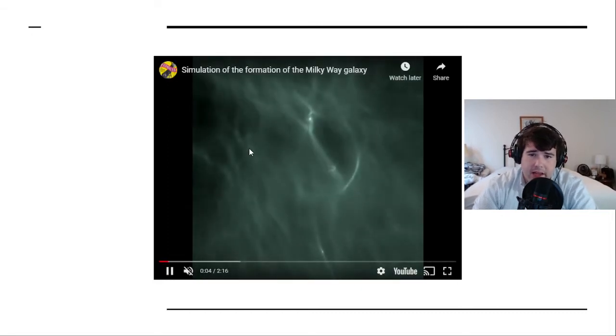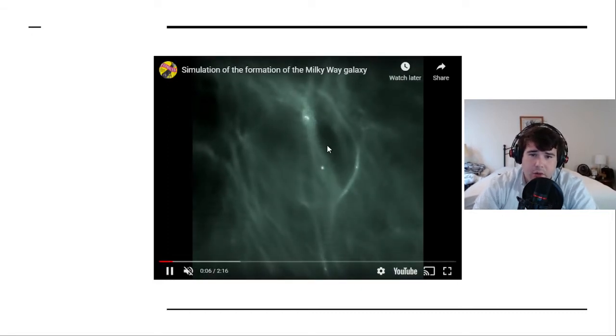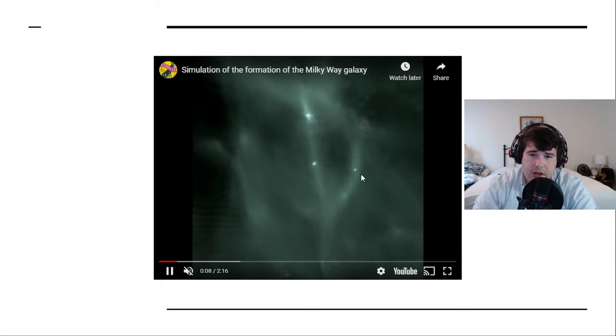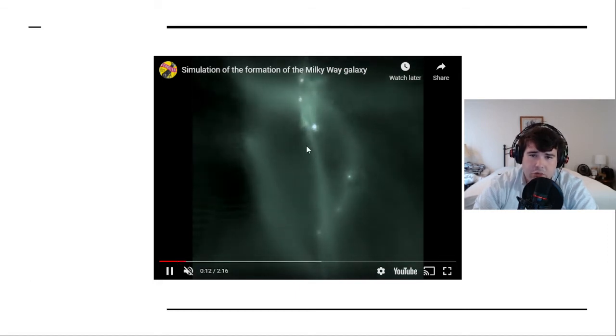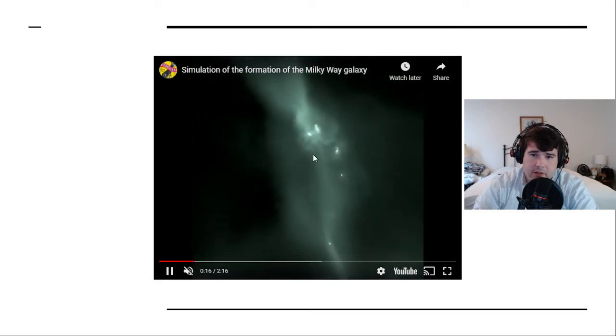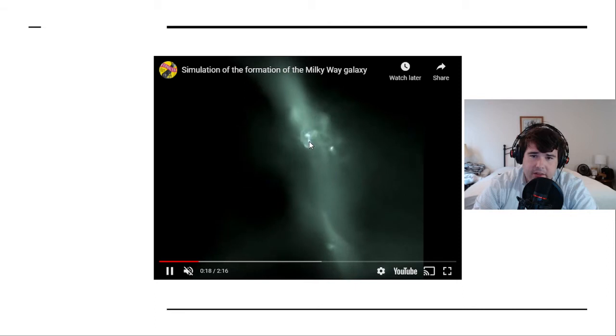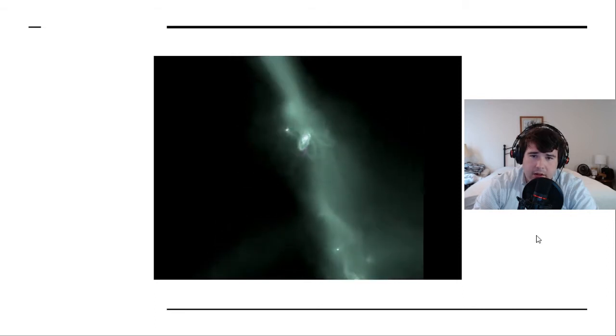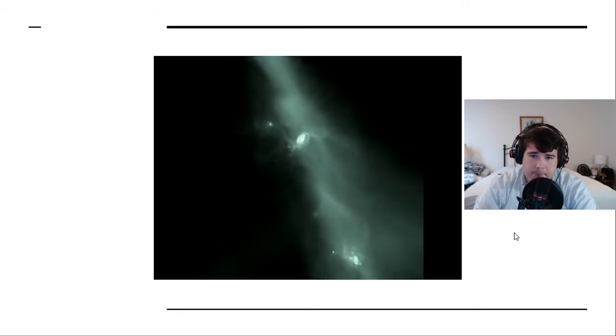It starts off as a big gas cloud, and already you start to see little white dots where the gas clouds are starting to gather together, and they're forming stars, and that's why they're getting brighter. And the whole gas cloud is starting to compress. And these are actually galaxies. So we're looking at this at a big scale. These are galaxies forming.